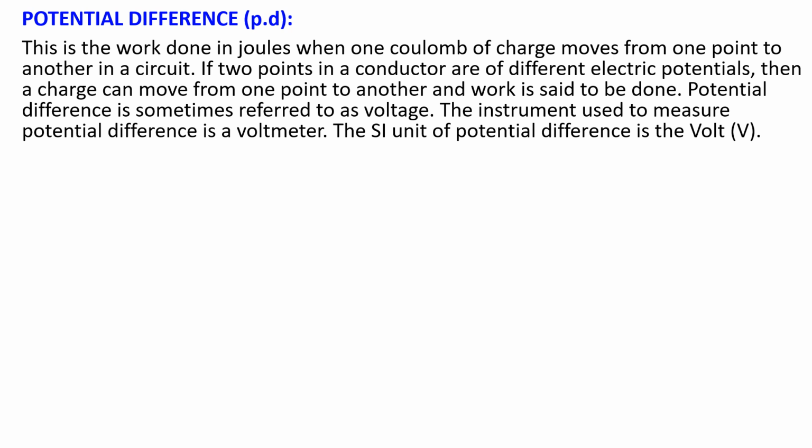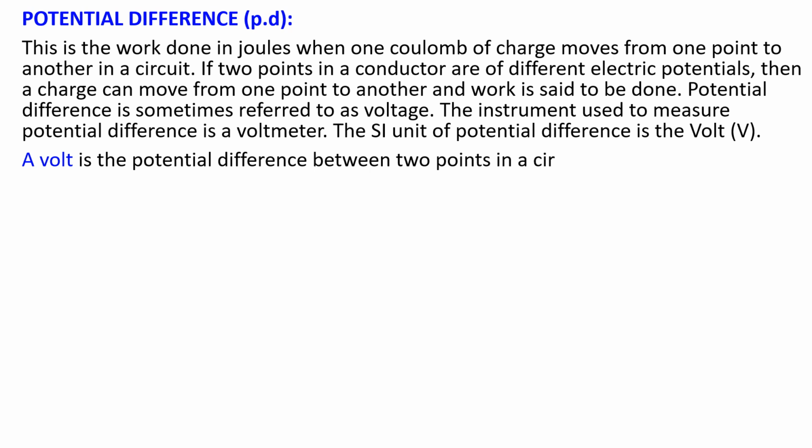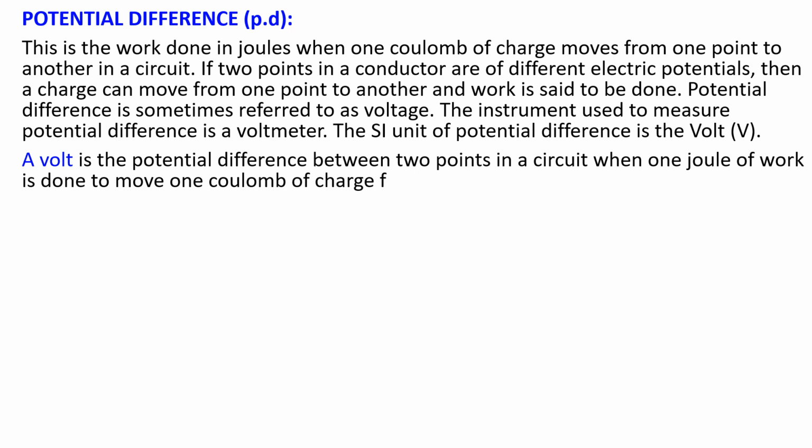In other words, it is the energy required to transport 1 coulomb of a charge from the negative terminal of the dry cell to the positive terminal of the dry cell. We measure this using a voltmeter, which measures in the standard unit of volt. What is a volt? This is the PD between 2 points in a circuit when 1 joule of work is done to move 1 coulomb of a charge from one point to another.